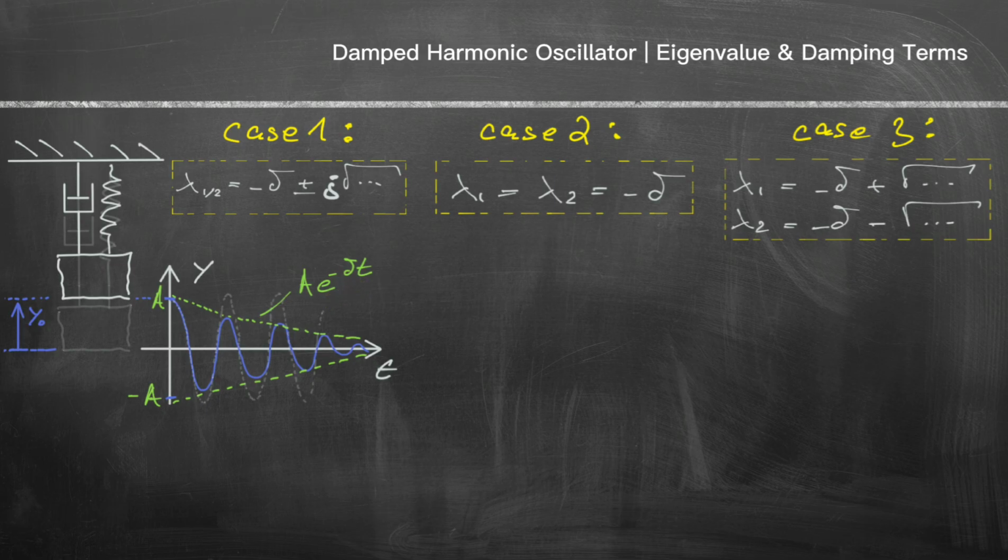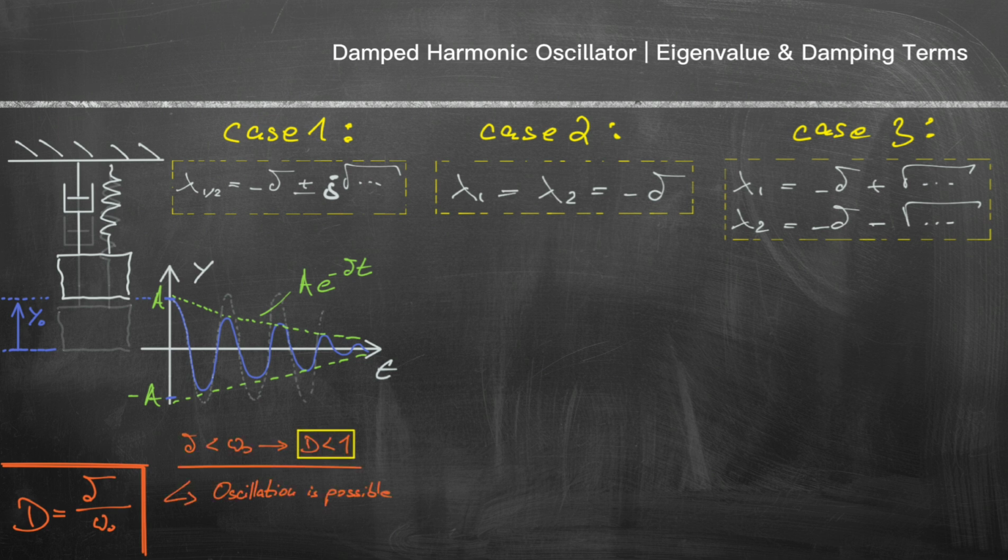This case, case 1, occurs when delta is smaller than omega 0. This relationship is best described by the so-called dimensionless damping ratio, also called the modal damping, defined as capital D is equal to delta over omega 0. As long as the decay constant delta is smaller than the undamped natural frequency omega 0, we are in case 1, in which capital D is smaller than 1. This means oscillation is possible.